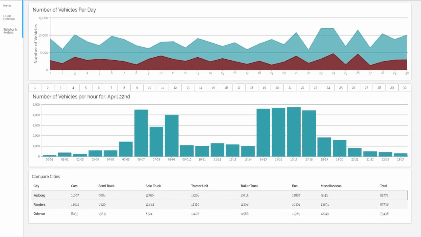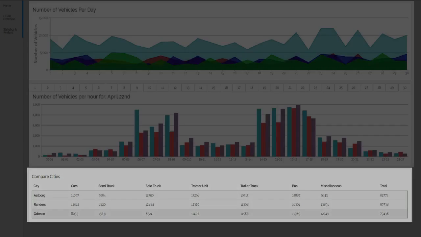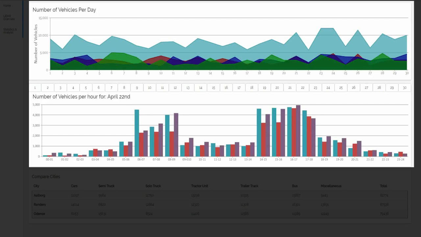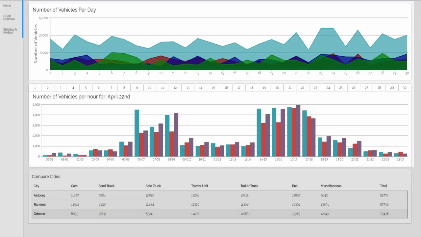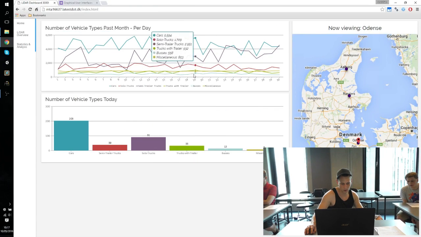The statistic and analysis page was designed to compare the different cities with each other by toggling the cities on and off and viewing the statistics on the 2 charts. The interface was tested by having 10 participants complete 12 tasks and measure the completion time, in order to find out if they could complete them within the given time limit.